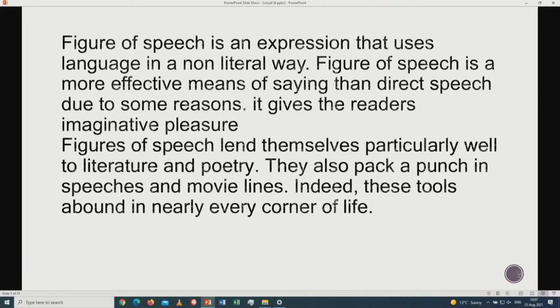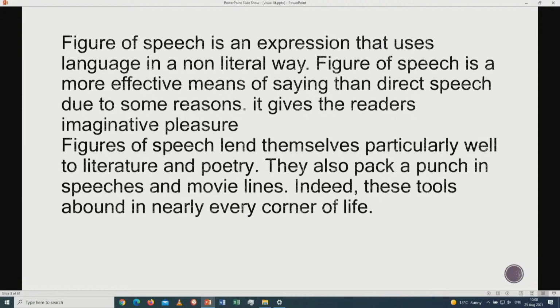Because remember, you want the reader to have a picture of what you are talking about. So it gives it more meaning. It gives the readers imaginative pleasure or a picture. Figures of speech lend themselves particularly well to literature and poetry, as I already said. They also pack a punch in speeches and movie lines. So it makes the lines or a sentence more interesting.